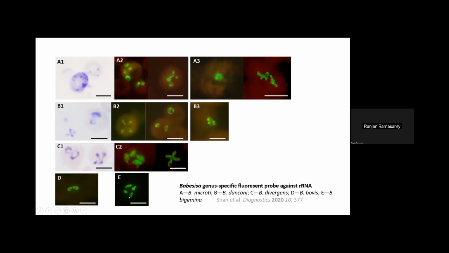And D and E represent reactions observed with Babesia bovis and Babesia bigemina, which are bovine Babesia parasites that infect cattle. So essentially, the FISH test used here is genus-specific. It reacts with all Babesia species. It occasionally picks up Theileria equi, which is an animal Babesia parasite, but otherwise it's extremely specific. It doesn't cross-react with malaria parasites or other apicomplexan parasites.